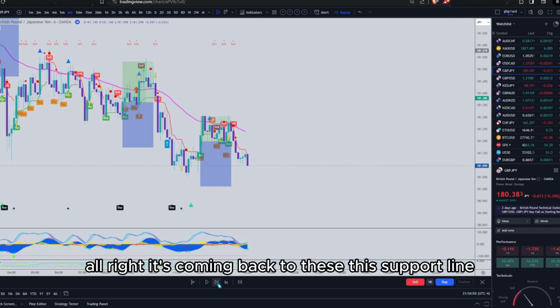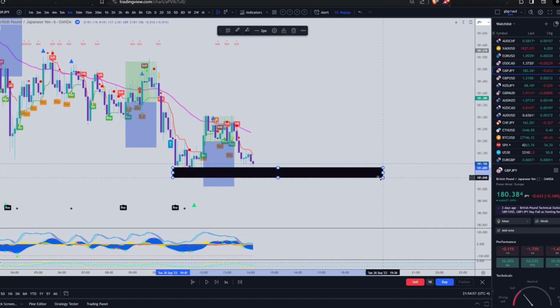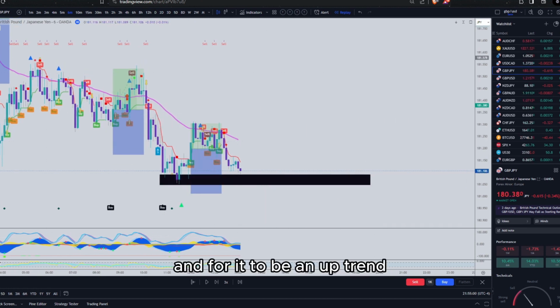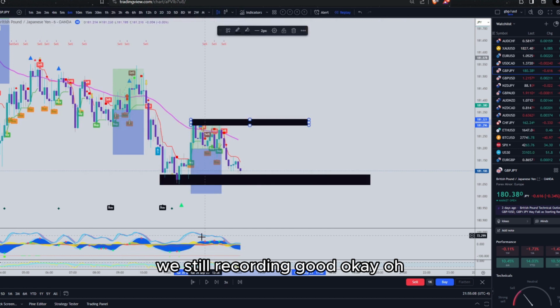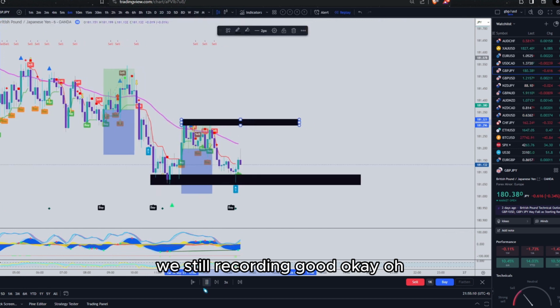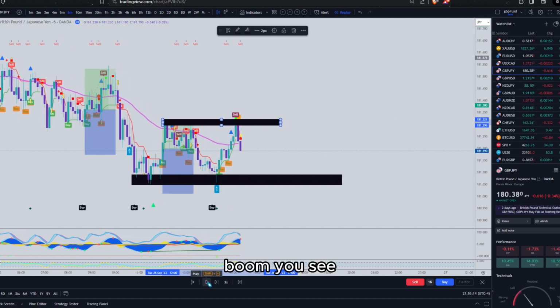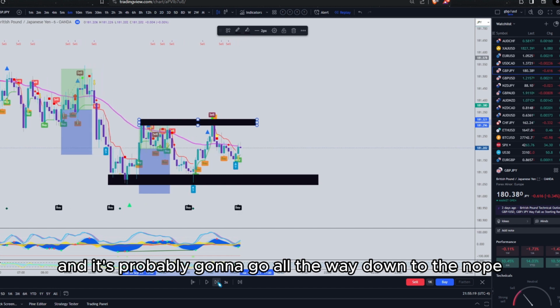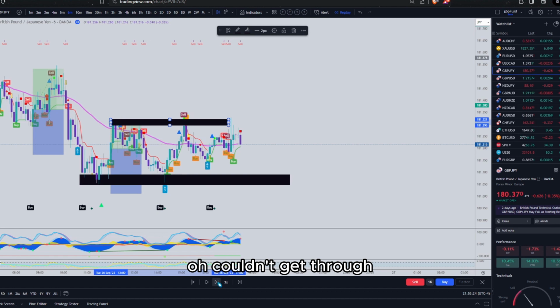Alright, it's coming back to this support line. And for it to be an uptrend, it has to start breaking these areas. Are you still recording? Good. Okay. Oh, we could have taken a buy. It's okay. Boom. You see that? And it's probably gonna go all the way down to the... Nope. Ooh, couldn't get through.